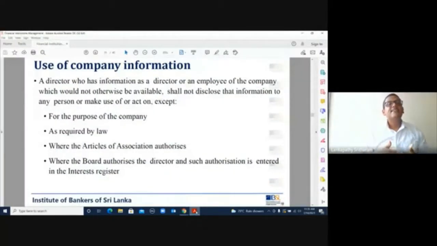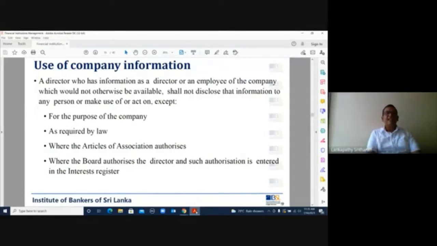Okay, then this slide discusses the use of company information, because there are several pieces of information that a director may get when he is performing his duty as a director. A director who has information as a director or employee of the company, which would not otherwise be available, shall not disclose that information to any person or make use of or act on it, except as permitted. A director, officer or employee of the company may get more information which is not available to the public.